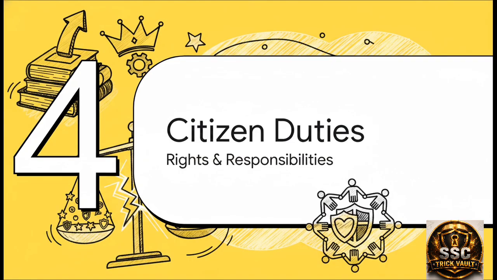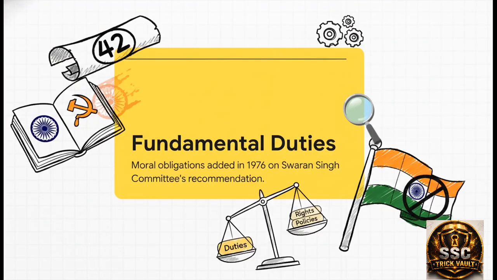Section 4, the citizens' fundamental duties. And this is a really fascinating pivot. Think about it. If the state has all these grand duties to its citizens through the DPSPs, it makes total sense that citizens owe some duties back to the state, right? Having rights without any responsibilities just creates a massive imbalance. Enter Part IVA of the Constitution.